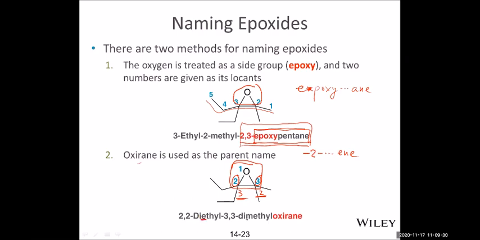ethyl has higher priority than methyl. So therefore we give the ethyl the number 2 and the methyl number 3. So basically the same naming system we go over again.